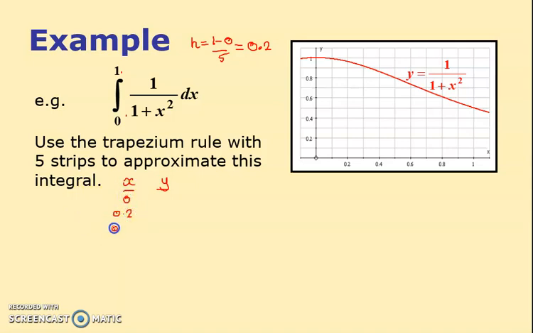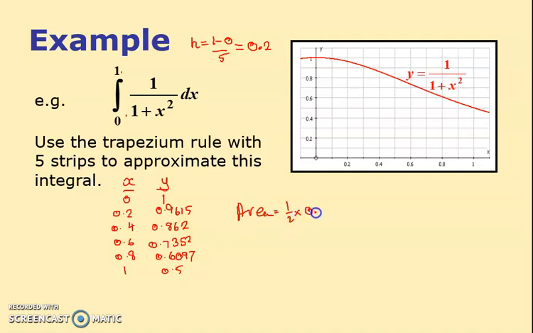Now actually what you realise is these x numbers aren't that important. What we care about is the y numbers. The y numbers are 1, 0.9615, 0.862, 0.7352, there's 2 more to go, 0.6097 and 0.5. So chucking it into my formula gives me area equals a half of h, which is 0.2.